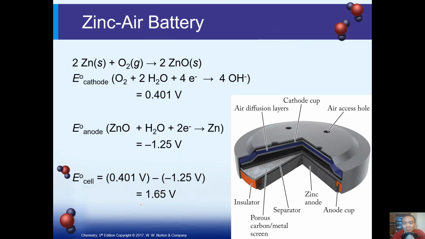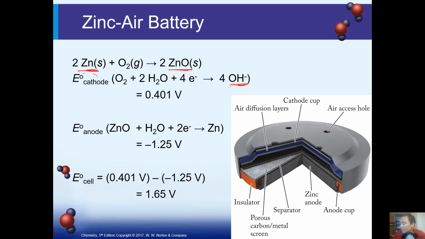Let's look at another example. This is the zinc-air battery used in devices such as hearing aids. The majority of the battery volume is occupied by the anode, which consists of a paste of zinc particles in aqueous slurry of KOH. The anode reaction involves the oxidation of zinc to zinc oxide. The cathode consists of porous carbon supported by a metal screen. The air diffuses through the small holes in the battery. Oxygen from the air is reduced at the cathode to hydroxide ion.